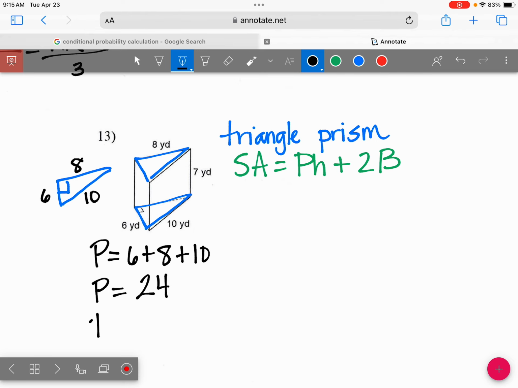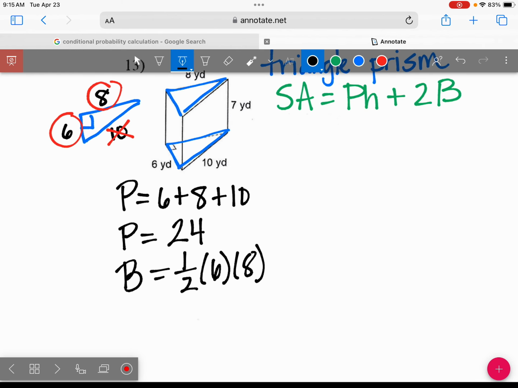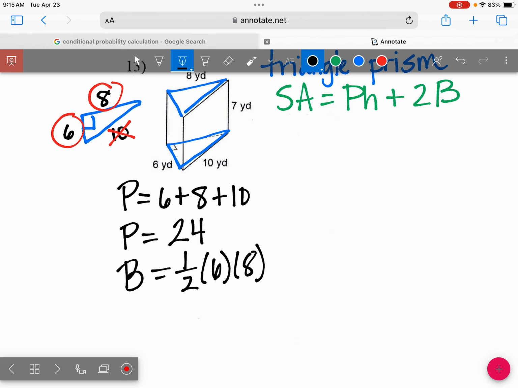And then the area of a triangle. I already wrote it up here. The area of a triangle is 1/2 base times height. So you do not use this side. You use the two sides that create the right angle. So that would be 1/2 times 6 times 8. Go ahead and type that in your calculator and see what you get. 24. Who got 24? All right, good.